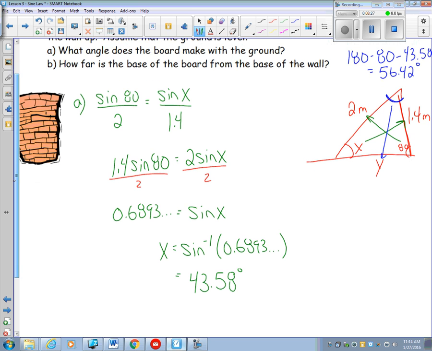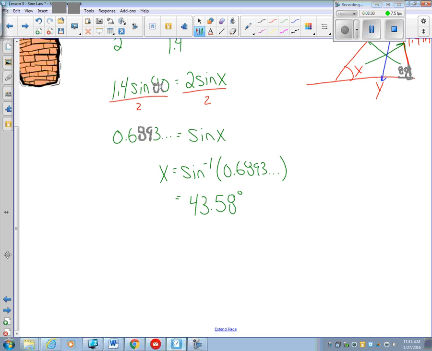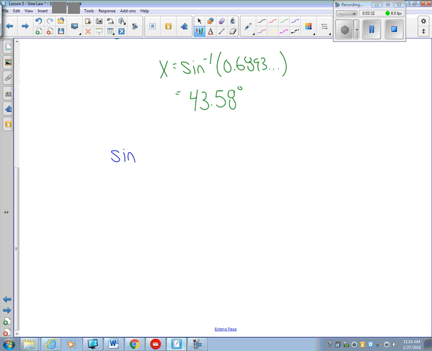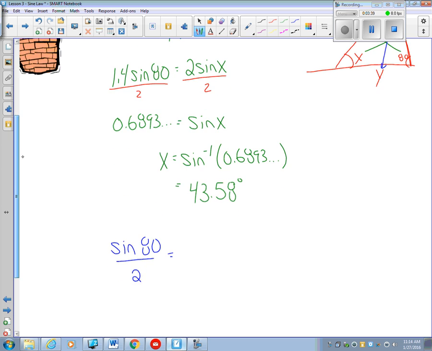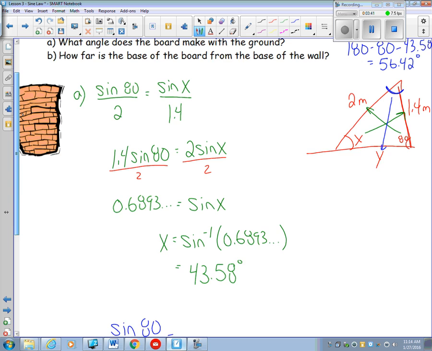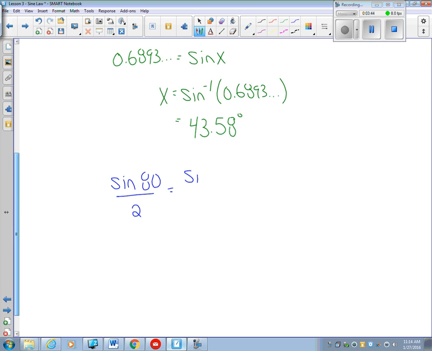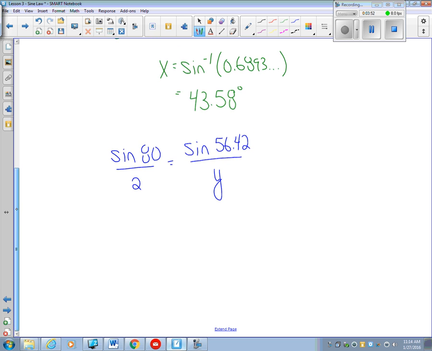Okay, solve for y. I need a pair, and I have no pair. So what do we know? We know that sine of 80 goes with 2. We were told that in the very first part of this question. We now have an angle of 56.42. So I can do the sine of that with the side across from it, the y. And this goes back to the other kind of problem we can do, finding a missing side. So y over sine 80 equals 2 over sine 56.42. I want to get y by itself. I can divide out the sine part because I have the angle this time.